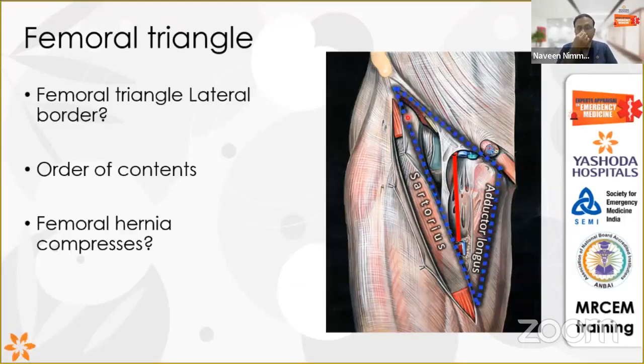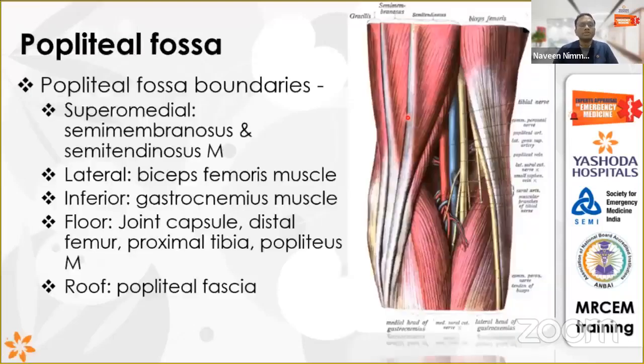So coming to the boundaries, superomedial, this side, you have the semitendinosus, semimembranosus, gracilis. And lateral side, you have the biceps femoris. And inferior side, you have the gastrocnemius muscle. The floor is made of the joint capsule, distal femur, proximal tibia, popliteus muscle. And this is all covered by popliteal fascia. So even here, you need to know the order. Artery, vein, nerve. Artery on the medial side, vein in the middle, nerve on the lateral aspect.